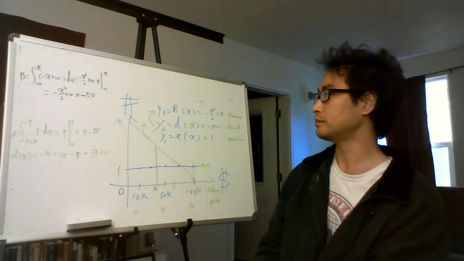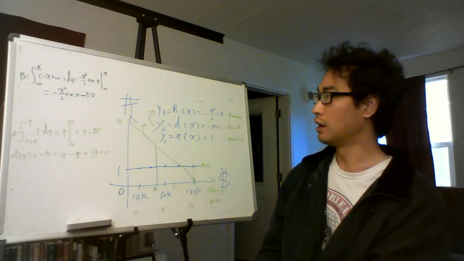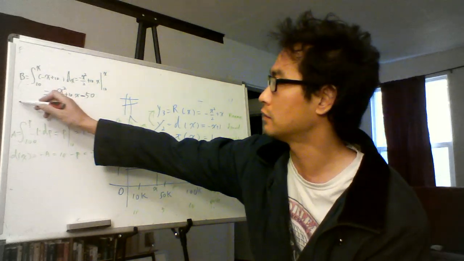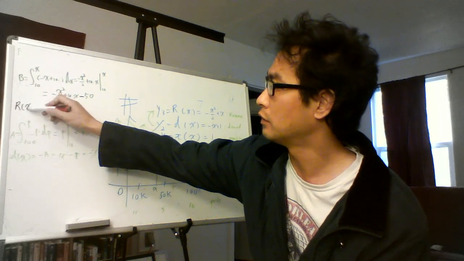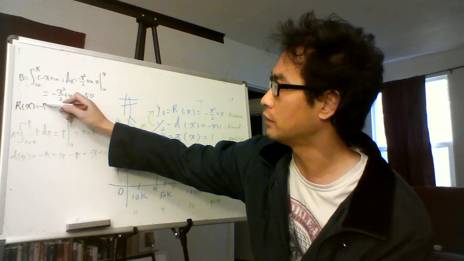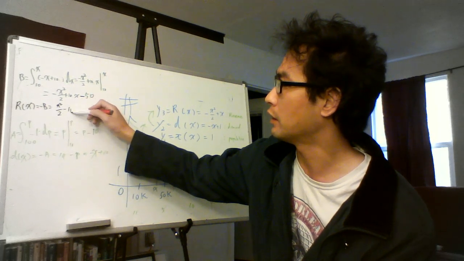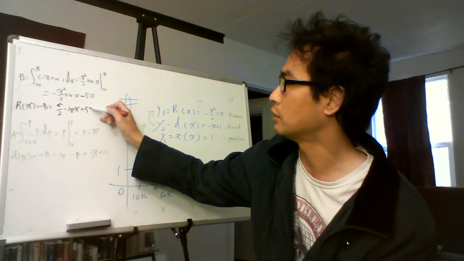So when it's 10, 0. Okay? Yeah, it will be negative. So yeah, we define R(x), revenue, is equal to minus b, which is equal to x squared over 2 minus 10x plus 50.